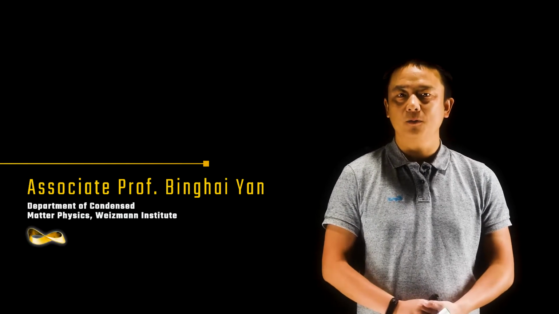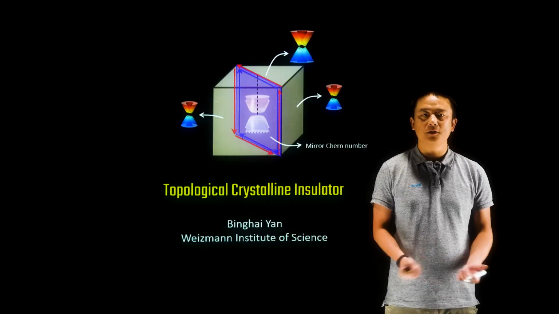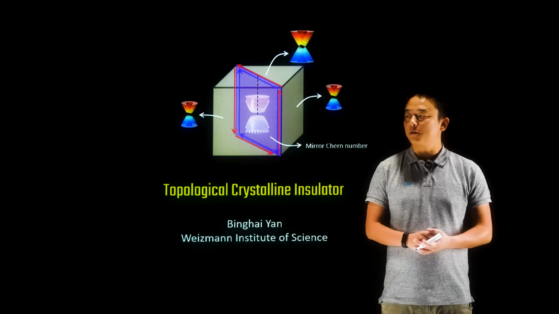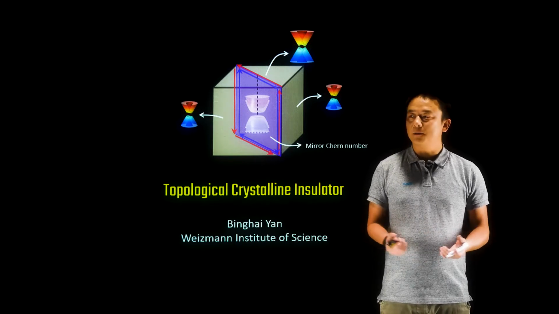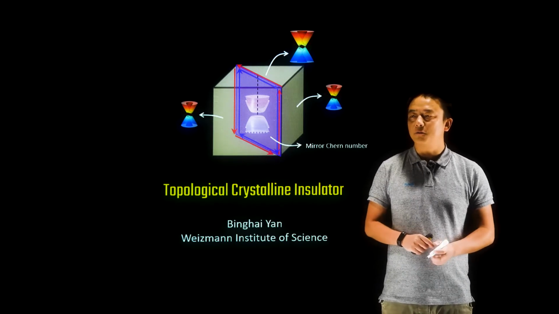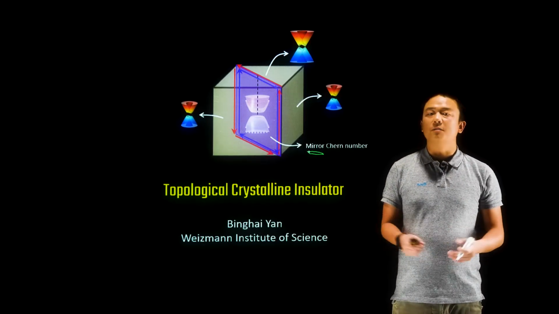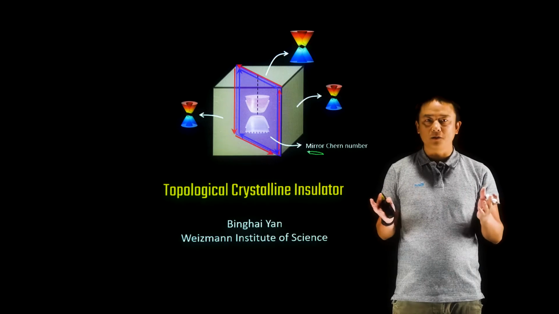Hello, I'm Binghai. Today we are going to talk about a new topological phase called Topological Crystalline Insulator. It is a topological phase protected by the crystal symmetry. And the crystal symmetry here, especially, I will refer to today is a mirror symmetry, the topological invariant called mirror Chern number.